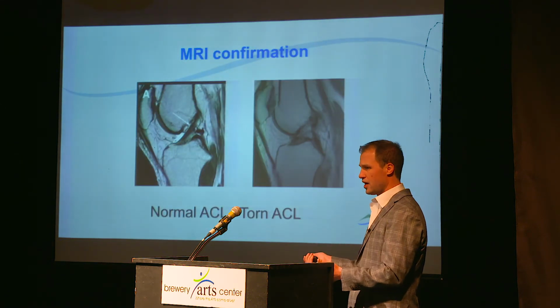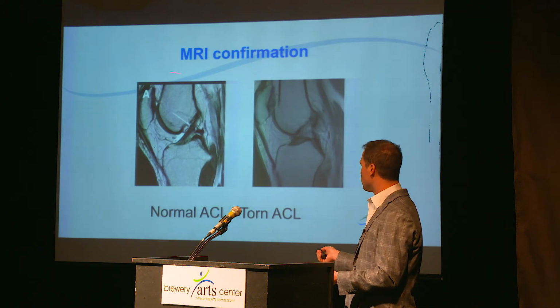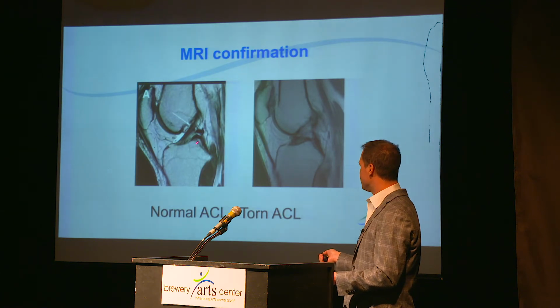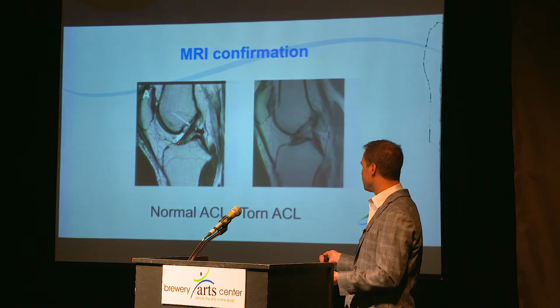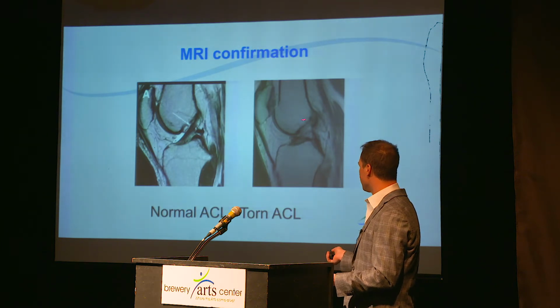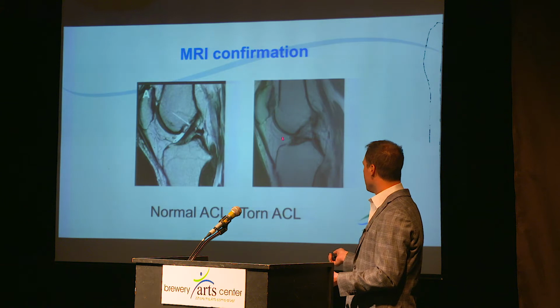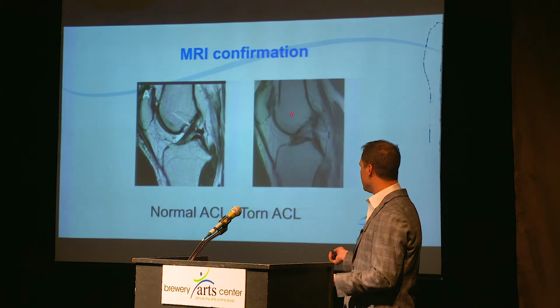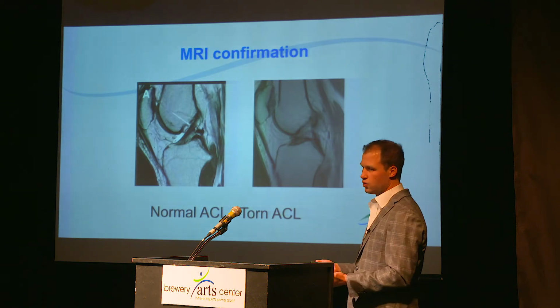So here's what an MRI looks like. The one on the left is a normal MRI. This is a view from the side: femur, tibia, patella, or kneecap right there. And here's your ACL. It runs from the back of the femur to the front of the tibia, a nice, solid, dark line. Over here on the right is actually one of my patients from two years ago. ACL, you don't see it anymore. It's not there. So that's a torn ACL.